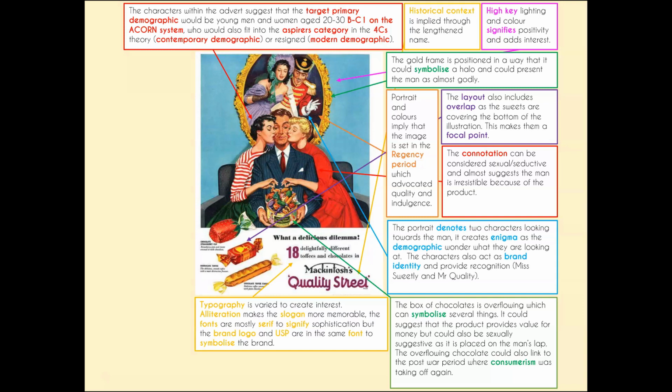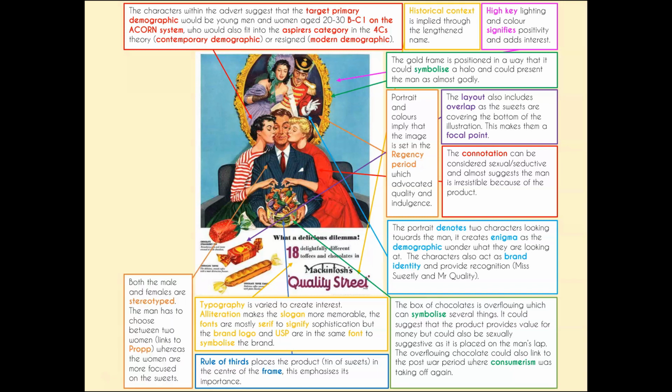Now the typography is really important for us to be aware of here. We've got mixed typography. Initially we've got alliteration through "delicious dilemma, delightfully different". This makes the slogan more memorable, and we've got that in a serif font to show sophistication, whereas the brand logo is in a more cursive sans serif font to connote informality. We've also got the rule of thirds being used here. The product, which is a tin of sweets, is in the centre of the frame, so that's the most important thing. It's where our eyes are drawn to first.